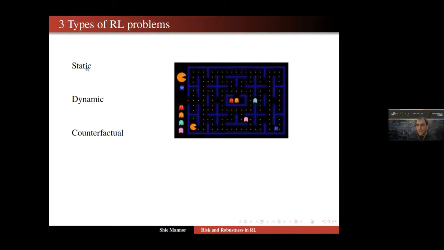We're pretty good at static problems. We're not that bad at dynamic problems, and we're pretty clueless in counterfactual problems. So the way we model interaction between agents, whether they're computer agents or human and computer, is just not there yet. We don't have the theory. We don't have the tools to use it.